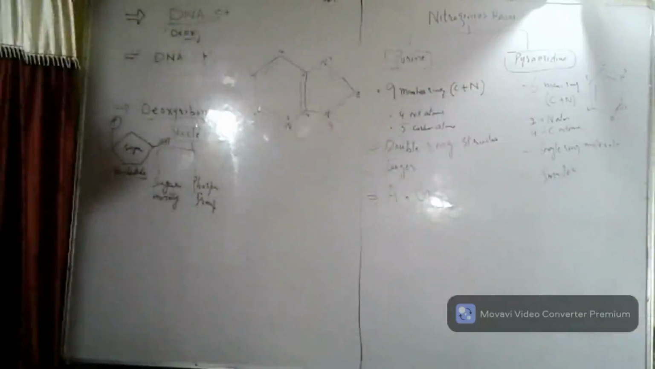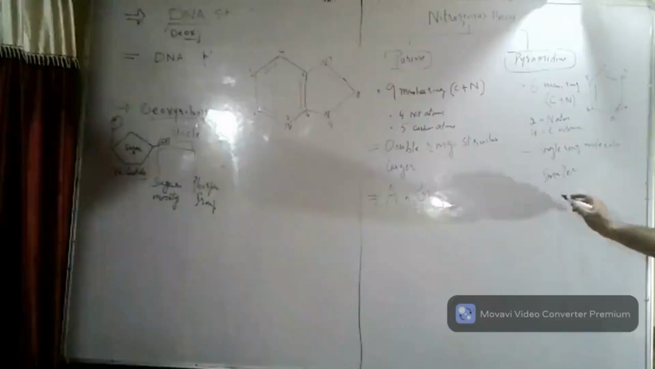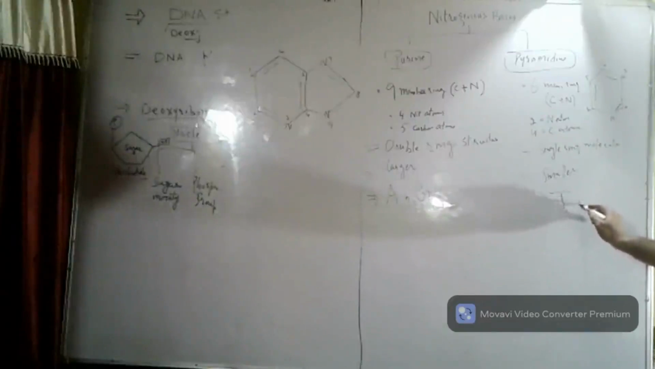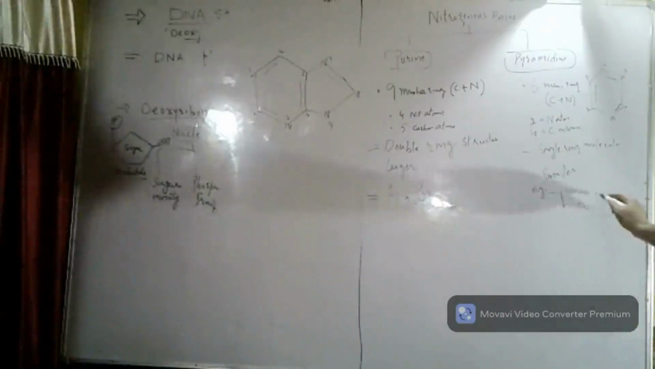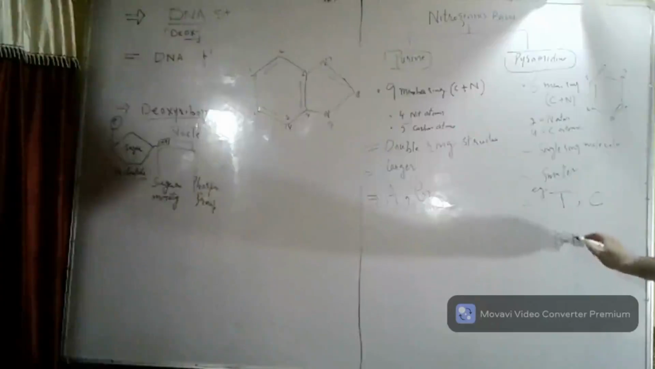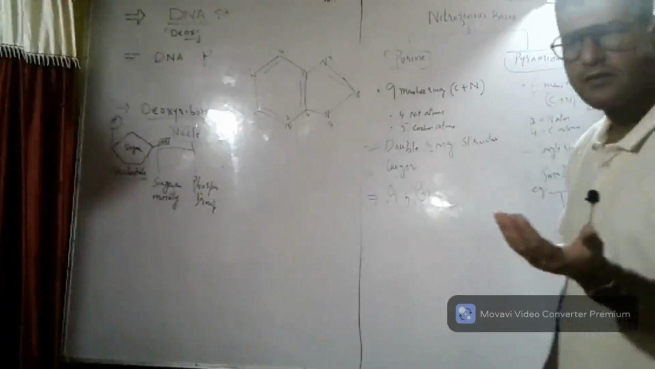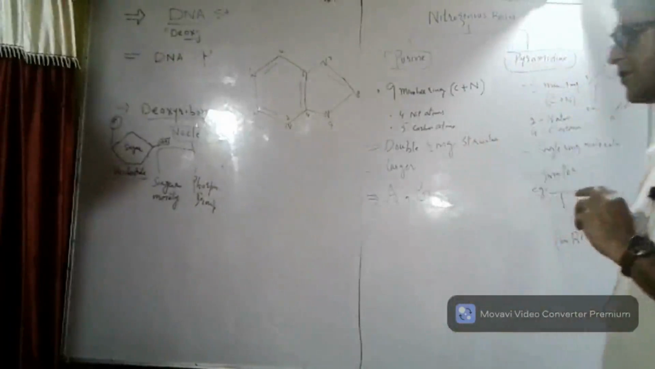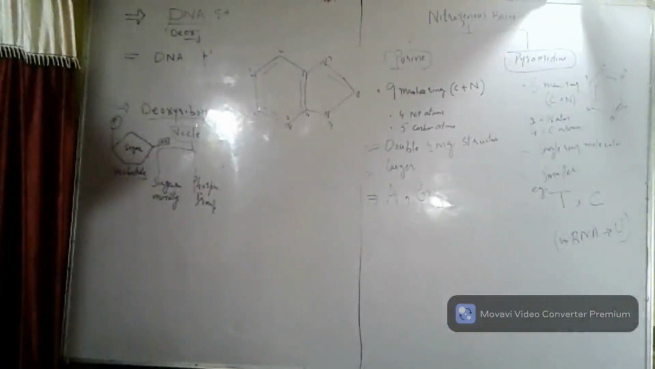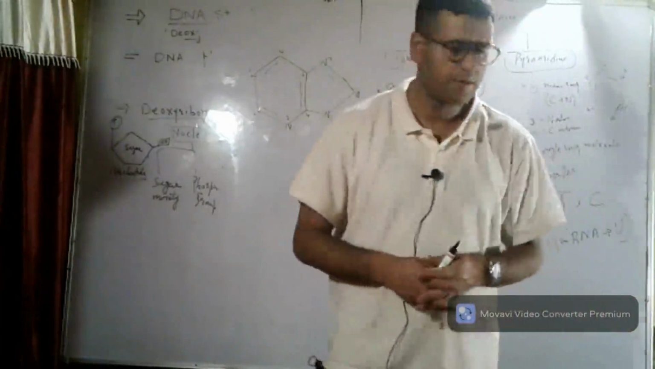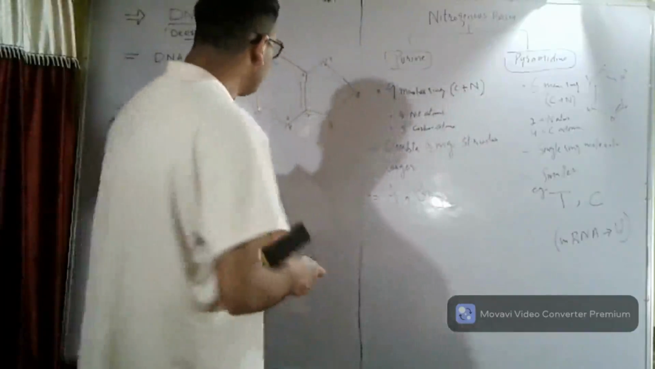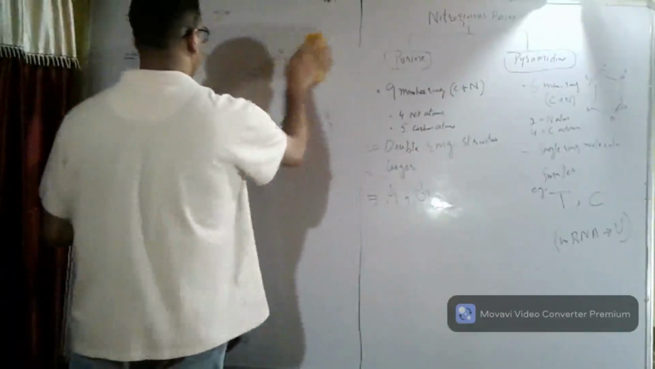And how many pyrimidines are there in DNA? We have thymine and cytosine, whereas in RNA we have uracil. In RNA thymine is absent, but instead of thymine uracil is present. So these are the purines and pyrimidines which are found in DNA. These are the nitrogenous bases. Now we'll see how these nucleotides are formed.